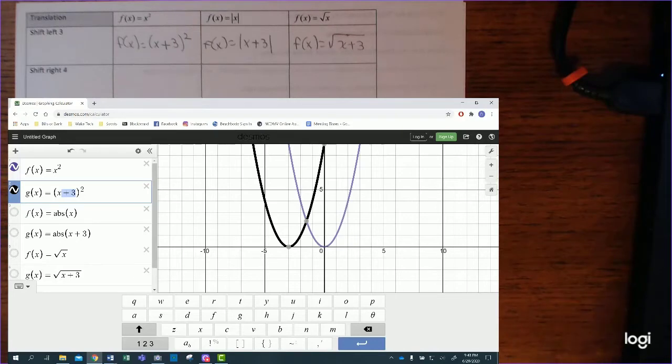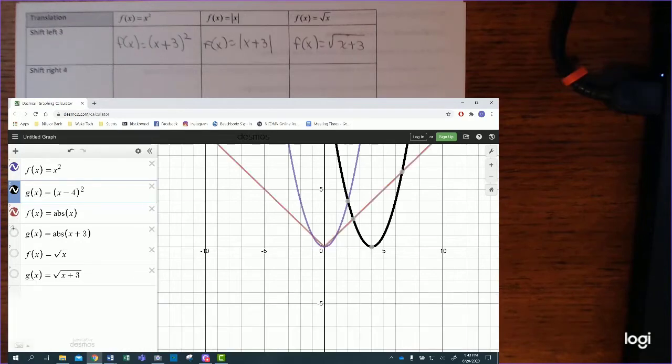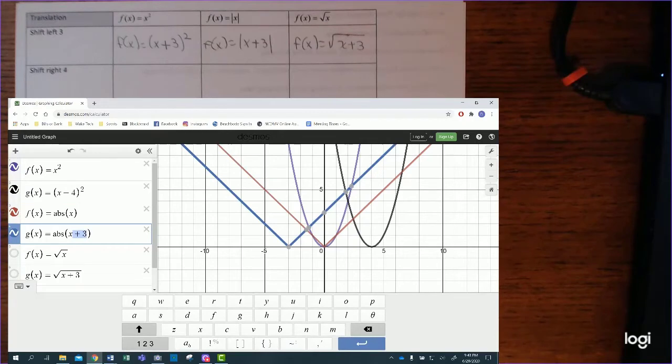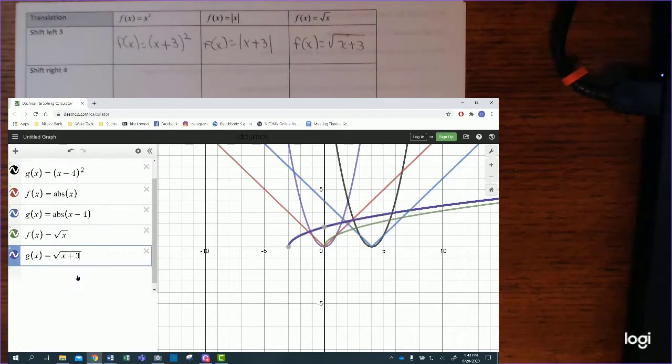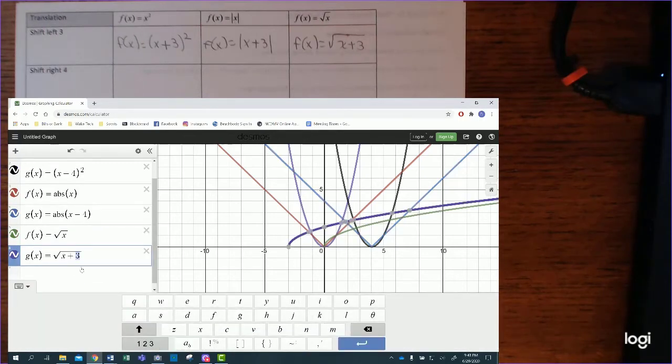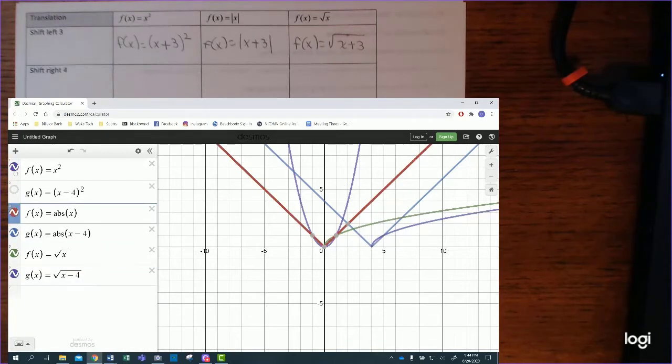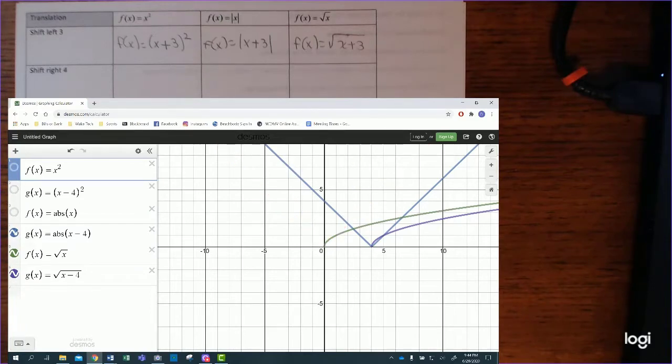So if we wanted to move it to the right 4, x minus 4 would work. If you wanted to move absolute value of x to the right 4, that would work. And if you wanted to put the square root function and move it to the right 4, that would work. Okay.